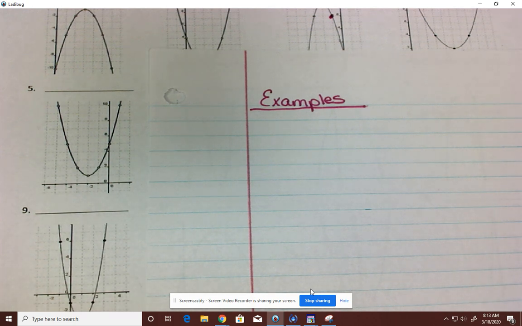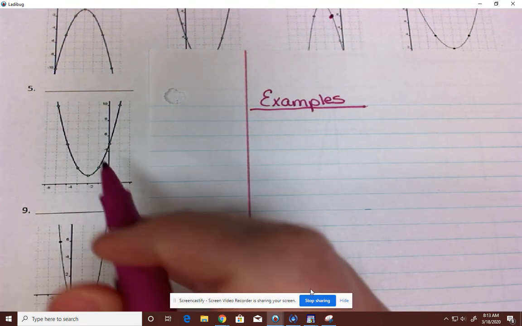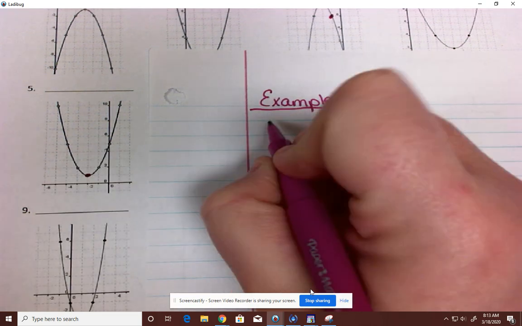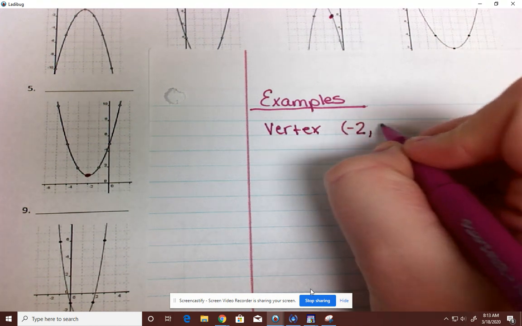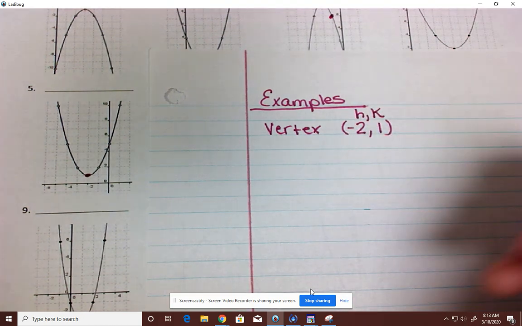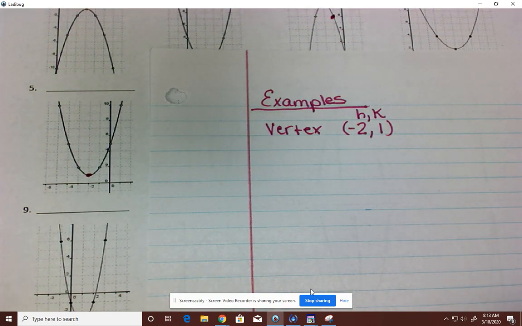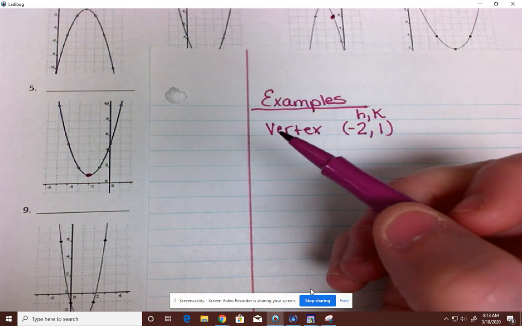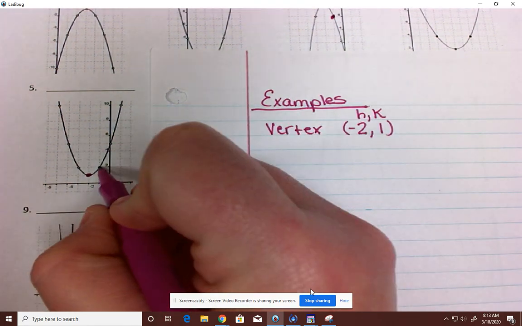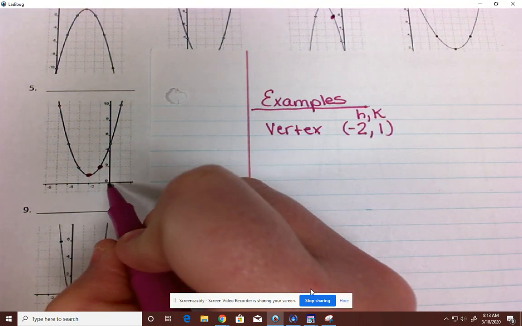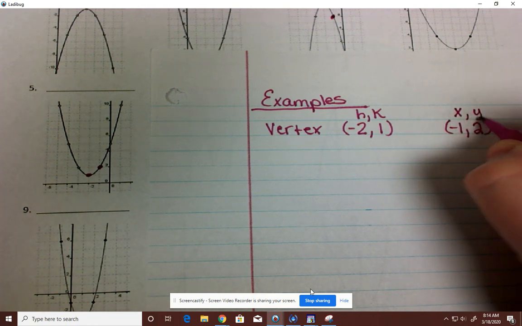So on our notes, our first step was to identify the vertex. If I look at this graph, this is the one I'm going to be focusing on. Here is the vertex. So the vertex is at the point -2, 1, and that's my H and K. Then I'm going to identify a point. On today's work, I've got one point picked out for you on the graph so that we're all using the same one. But I could identify any of these, so maybe I'll just use this one. And so that's at the point -1, 2. And so that's my X and my Y.